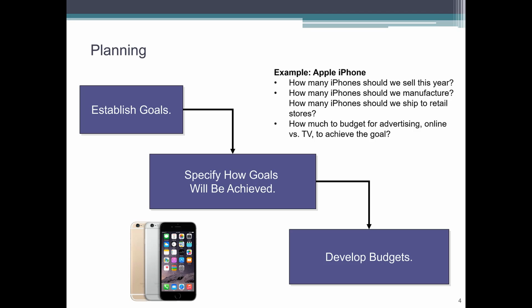Let's take a look at an example for Apple. To plan Apple iPhone sales for the current year, managers need to decide how many iPhones we should sell this year, how many iPhones we should manufacture, how many iPhones we should ship to retail stores, and how much to budget for advertising.